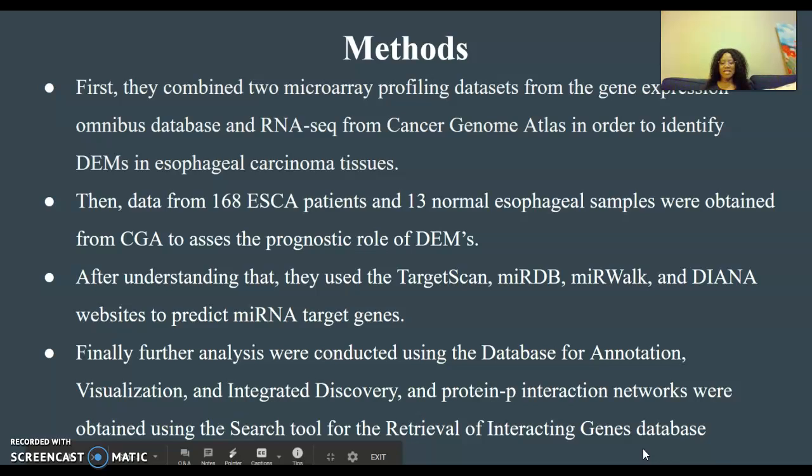Finally, further analyses were conducted using the Database for Annotation, Visualization, and Integrated Discovery, and protein-protein interaction networks were obtained using the Search Tool for the Retrieval of Interacting Genes database, which is also called STRING.